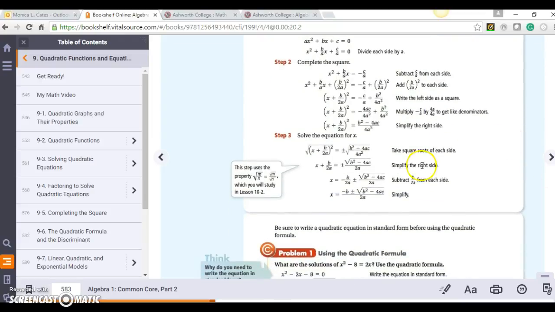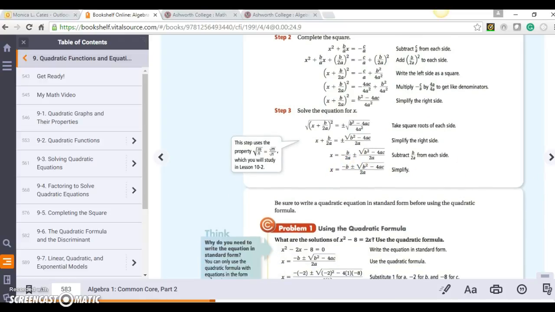To solve for x, first I have to take the square root of both sides. I get x plus b over 2a equals plus or minus the square root of b squared minus 4ac over 2a. Then I subtract b over 2a from both sides and get negative b over 2a plus or minus the square root of b squared minus 4ac over 2a. And I can put it all in one denominator. That's how they got the negative b plus or minus the square root of b squared minus 4ac over 2a.